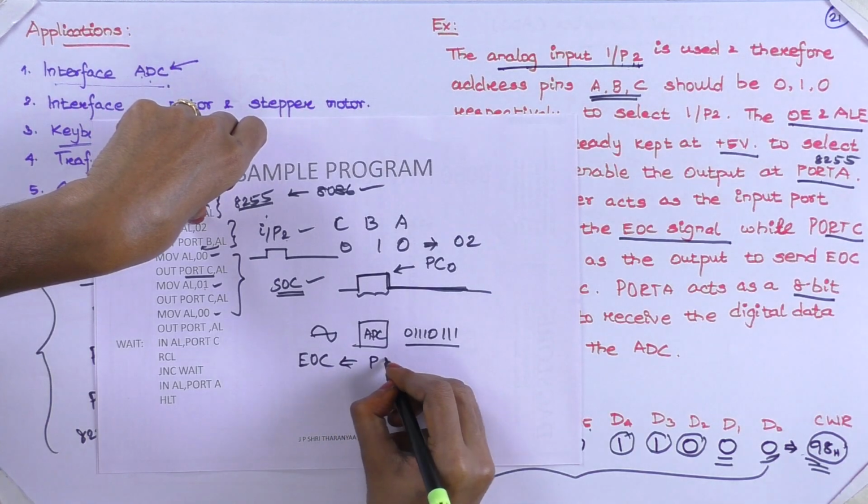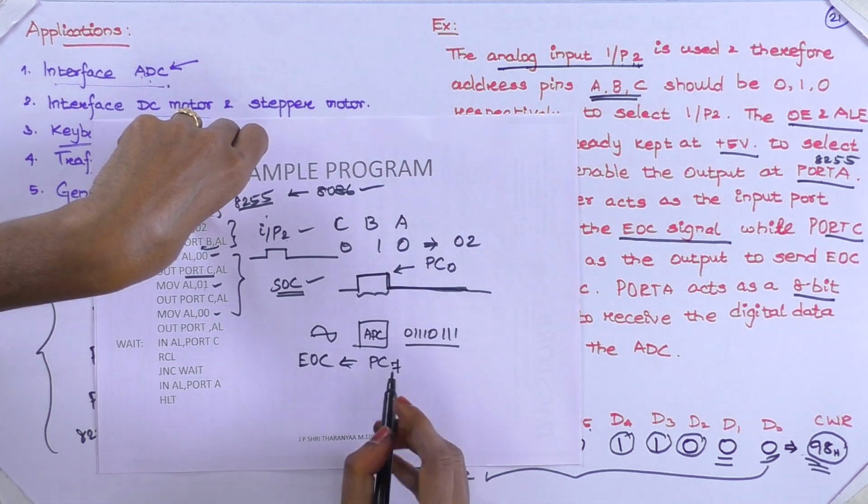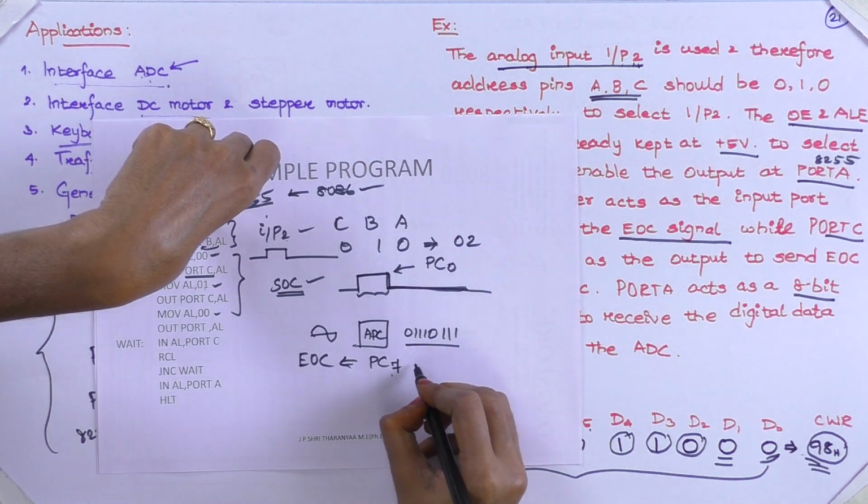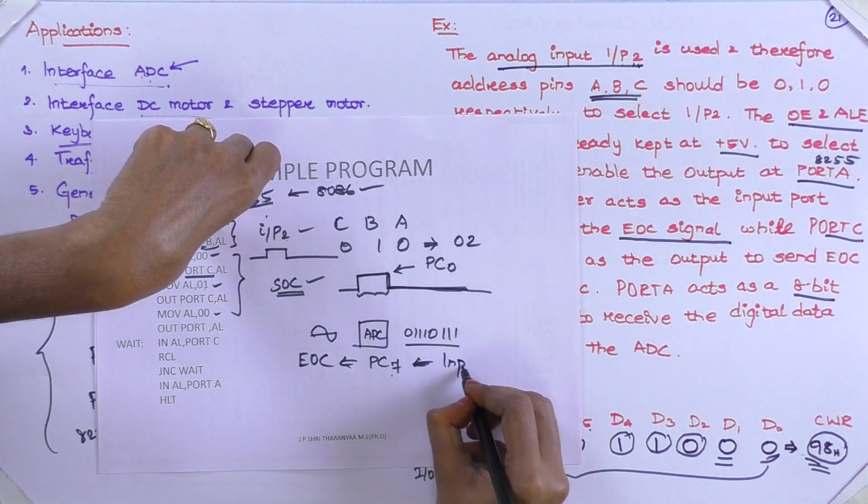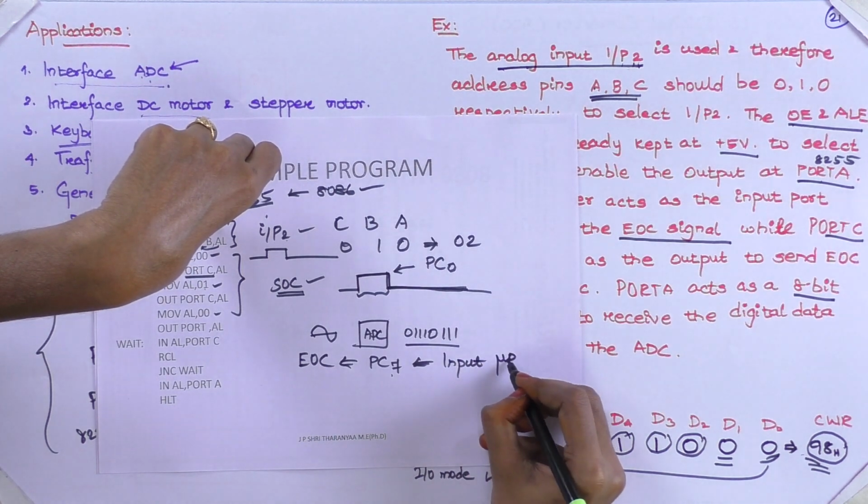This is issued by the analog to digital converter to the processor, right? Now the processor should check whether the end of conversion has been received or not. Where will it check? We have connected that end of conversion with PC7. Do you remember the previous circuit we have seen? This end of conversion is connected with PC7, so PC7 is an input for the microprocessor.